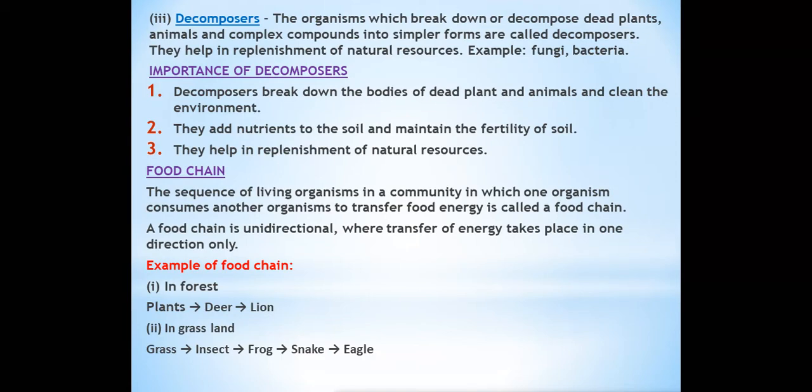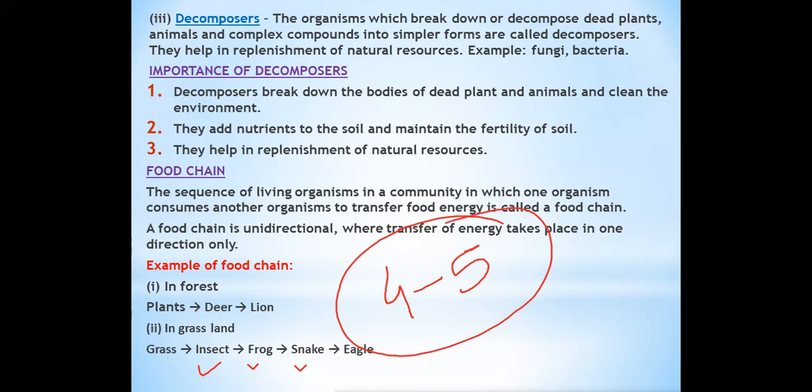In grassland, we can see that a lot of grasses are there. Grasses are eaten by insects or grasshoppers. Those insects or grasshoppers can be eaten by a frog, and the frog can be eaten by a snake, and the snake can be eaten by an eagle. So they are forming a food chain. In a food chain, always 4 to 5 members are there, not more than that. Means the food chain comprises 4 to 5 organisms, not more than that.